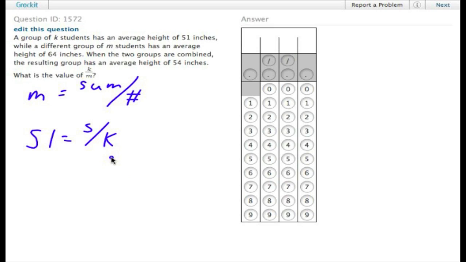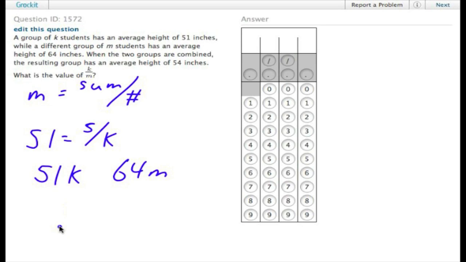So another way to put that would be the sum of this first group of students, this K group, is 51 times K. So the average times the number of students is the total sum of this K group of students, their total height. And same with the second group of M students, 64 times M is the sum of the total height of these M students.